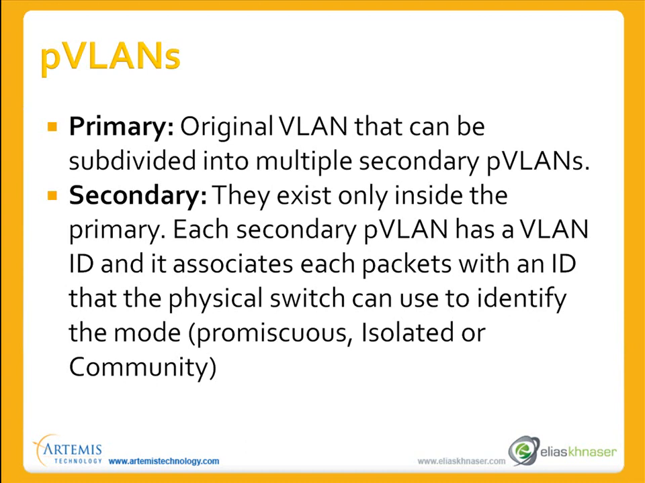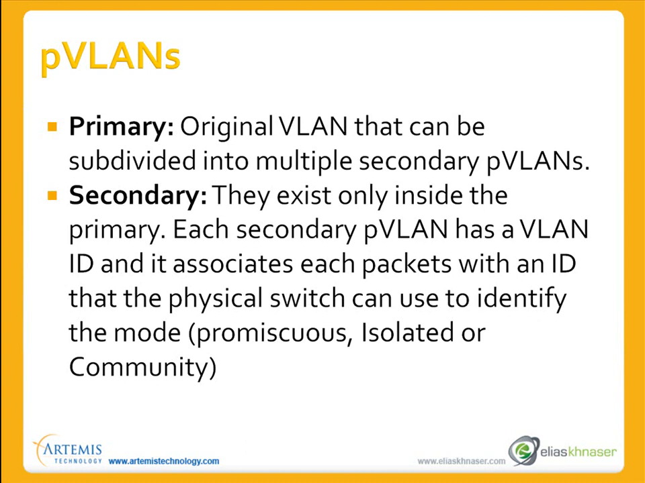The way you create a private VLAN is you take an existing VLAN the way it is. That's otherwise known as the primary VLAN. It's the original VLAN. That original VLAN can have multiple secondary VLANs. With secondary VLANs, you get a VLAN ID from the primary VLAN, and then you get a subset of that VLAN ID.